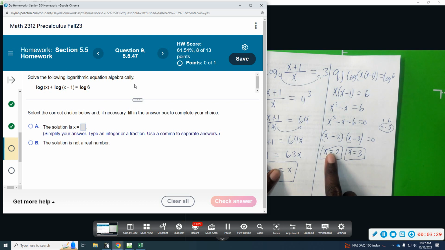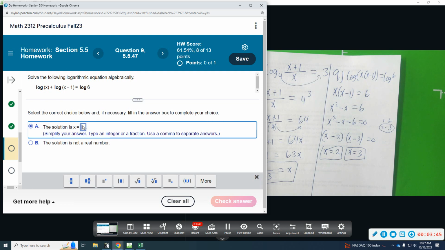So if I were to plug the 2 in to my original problem, if I plug the 2 here, that would be okay. If I plug the 2 here, 2 minus 1, that's okay. Looks good. If I plugged a 3, that would be okay. 3, this would be positive. That's still okay. So both answers appear to work this time. 2 and 3.